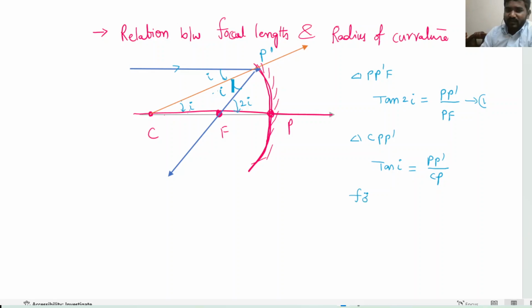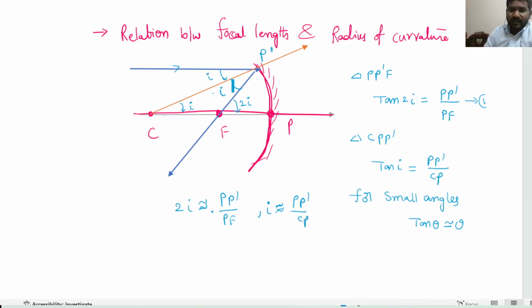For small angles of incidence, tan theta is approximately taken to be theta. Therefore, from equation 1, 2 times the angle of incidence is approximately equal to PP' divided by PF. And from the second equation, tan i is nothing but i, which is approximately equal to PP' divided by CP.